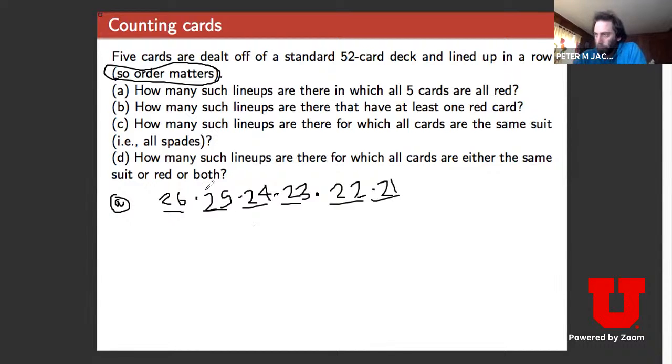So order matters. And then the other one is that repetition is clearly not allowed. So once we've chosen an item, we can't choose it again. So once we've chosen a red card, we're not going to choose that card again. Just to write down the conditions here: the order matters, and the repetition is not allowed.